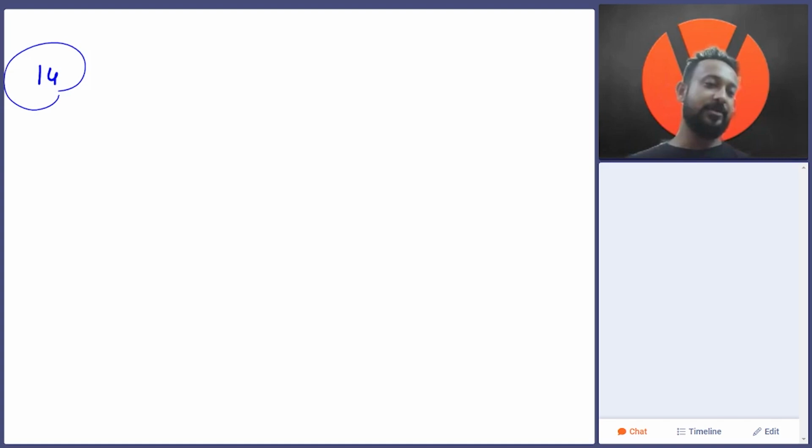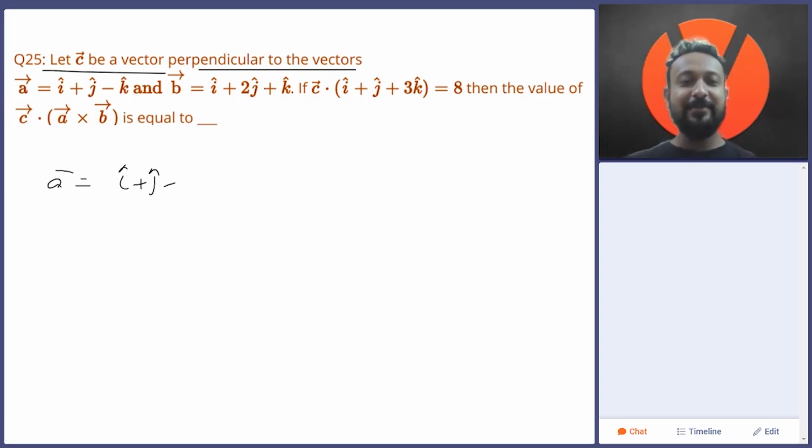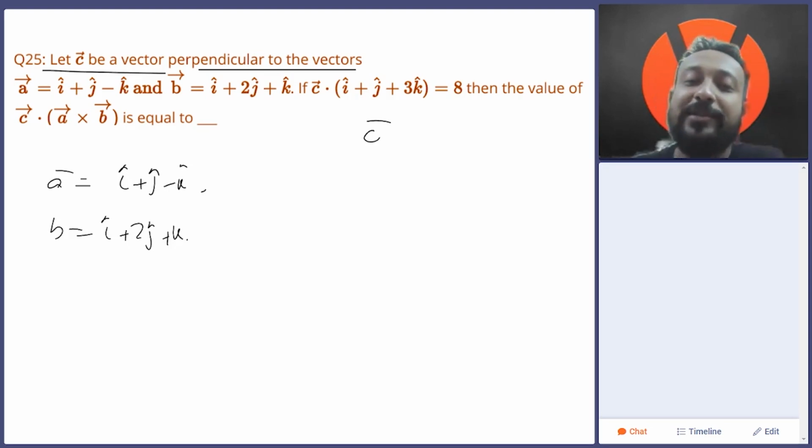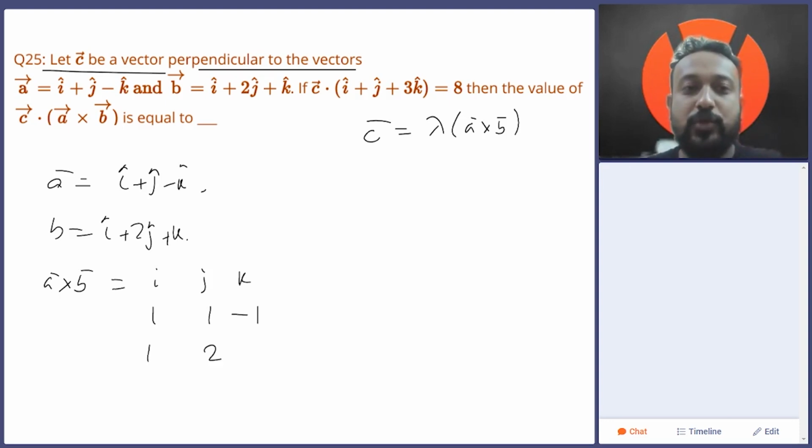Alright, sir. Got it. I think last question, sir. Yes. Let's see, is a vector beta perpendicular to the vectors? Okay, very quickly, let's do it. A is i plus j minus k. Okay, and B is also given as i plus 2j plus k. And C is a vector which is perpendicular to both the vectors. Means that C we can consider as lambda times A cross B. Clear, beta? Yes. So A cross B, if we find out, sir: i, j, k, 1, 1, minus 1, and 1, 2, 1. Clear? So A cross B, let's find out first.